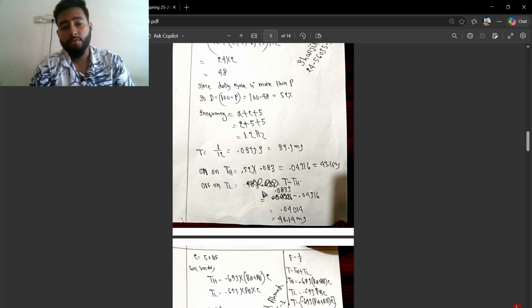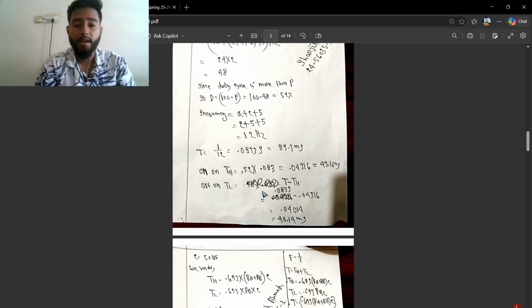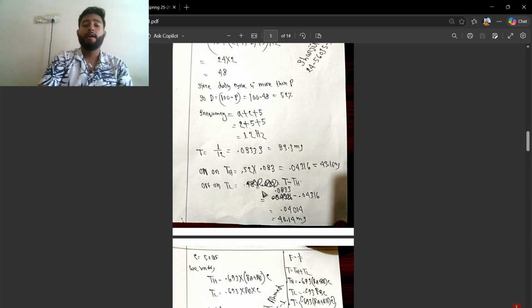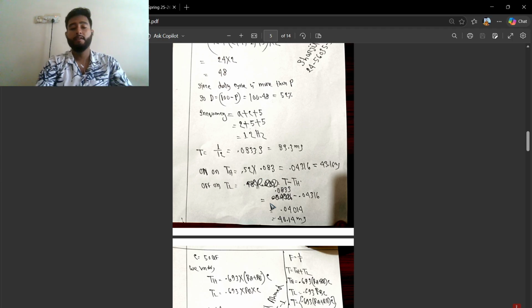So now we need to get the high time and low time. The high time is the duty cycle times the total time period, and for the low time we calculate the total time minus the high time. Or we can also do 0.48, the remaining duty cycle, times that, and get the same answer.